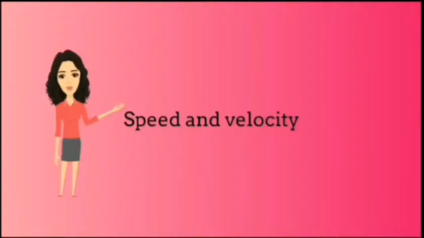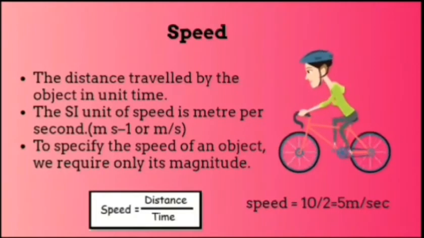Let us see speed and velocity. What is speed? The distance traveled by the object in a unit time is called speed. SI unit of speed is meter per second. To specify the speed of an object, we require only its magnitude. The formula for speed is given by distance upon time. Let us see an example. A cyclist is cycling 10 meters in 2 seconds. That is equal to 5 meters per second, which is his speed.